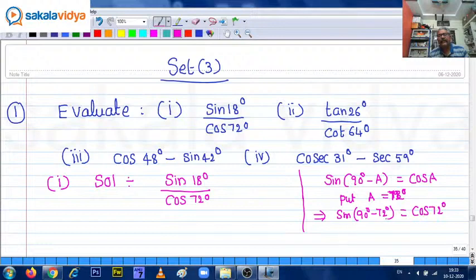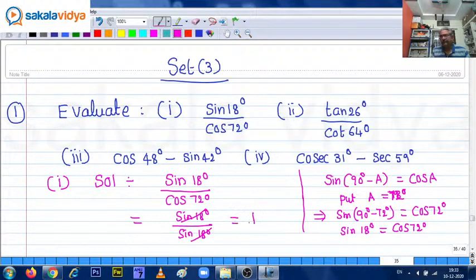So 90 minus 72 is 18. So sine 18 degrees is equal to cos 72 degrees. Instead of cos 72, we can write sine 18. Sine 18 degrees by sine 18 degrees. Both numerator and denominator are the same. Cancel, we get one as the answer.